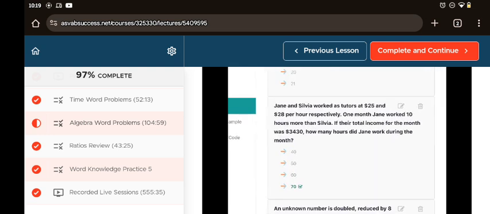So it says Jane and Sylvia work as tutors at $25 and $28 per hour, respectively. In 1 month, Jane worked 10 more hours than Sylvia. This line right here gives us our first equation. In 1 month, Jane worked 10 more hours than Sylvia. So Jane equals Sylvia plus 10. Okay? If their total income for the month was $3,430, how many hours did Jane work?